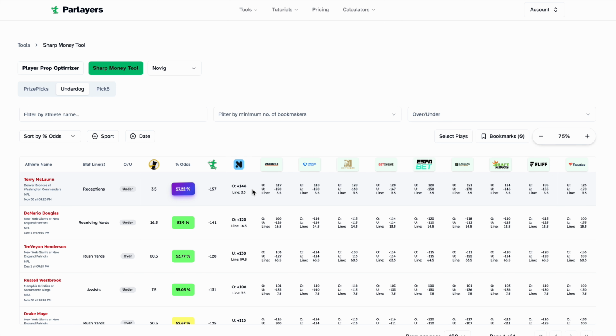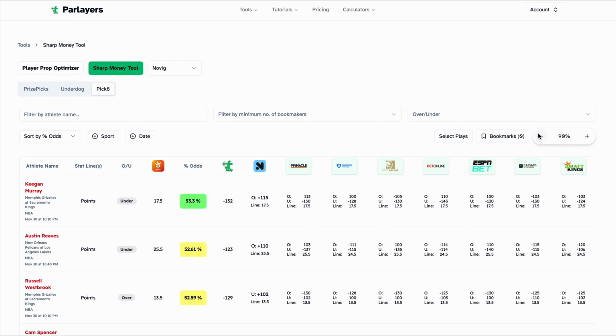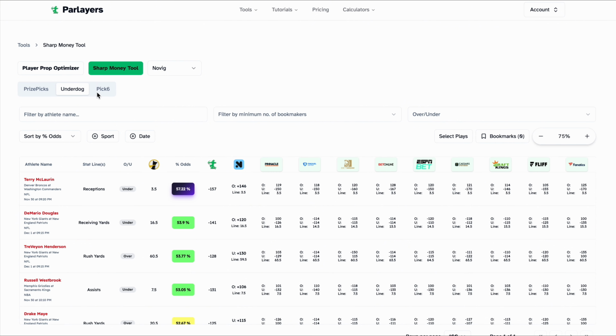Over is 3.5. What is that telling us? The sharp bettors are offering that over at plus 146, meaning they want to be on the under, the favored play at 3.5. So this is huge that they're all in agreement. This is a great play, by the way, to get in on Underdog. Just to show you guys their diversity here, we got PrizePicks, Underdog, Pick 6 also running. Pick 6 not as a crazy play like the Terry McLaurin. It's probably going to be the best one in the video.